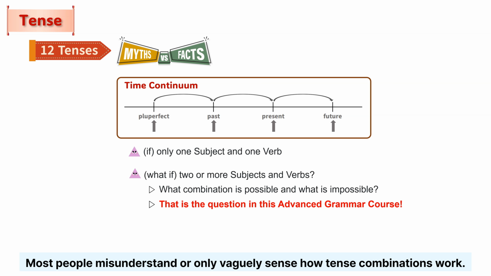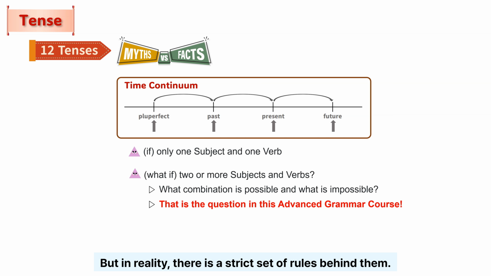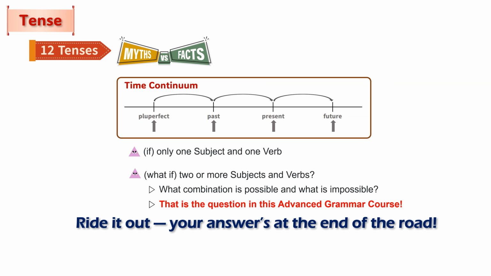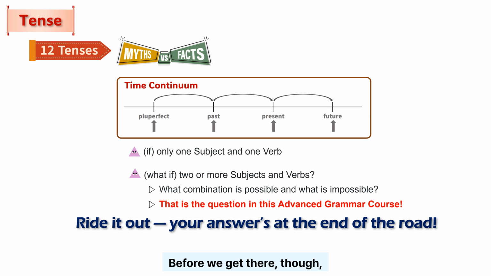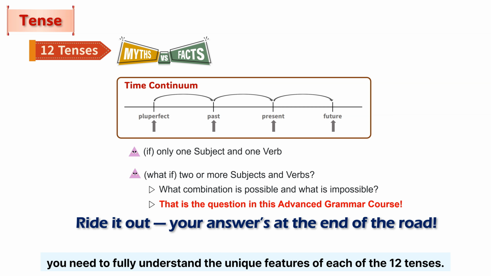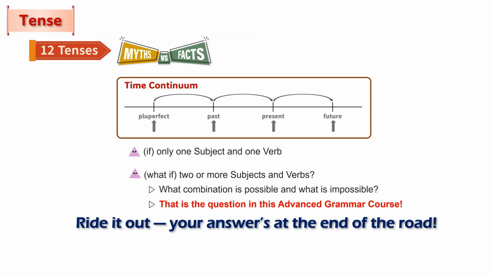Most people misunderstand or only vaguely sense how tense combinations work, but in reality, there is a strict set of rules behind them. These time-structure combinations frequently appear in exams, yet almost no textbook clearly explains the underlying rules. For the first time, those rules will be revealed here, at the end of this lecture series. Before we get there, though, you need to fully understand the unique features of each of the 12 tenses.